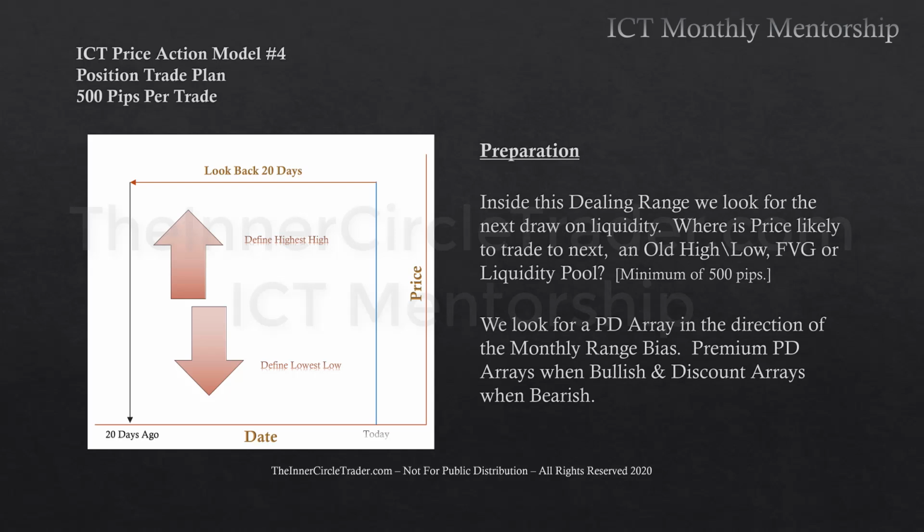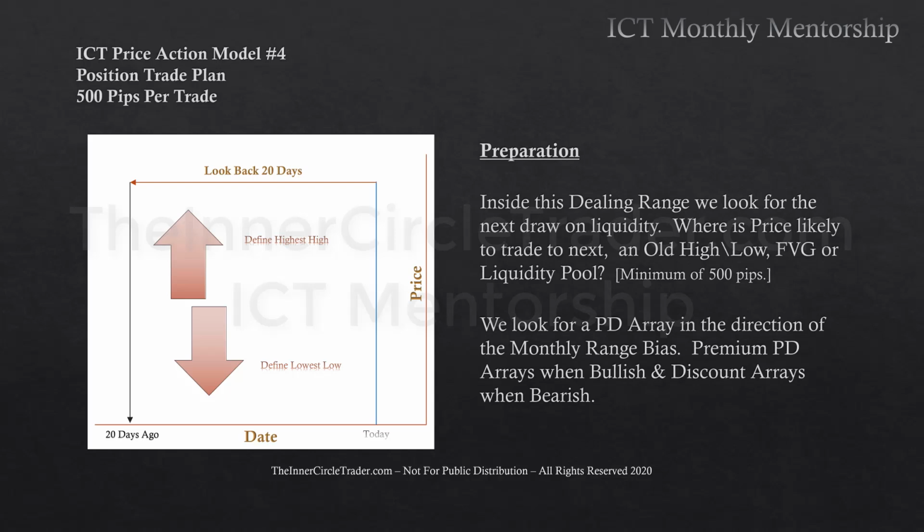Now inside this dealing range, we will look for the next draw on liquidity. Where is price likely to trade to next? An old high, low, fair value gap, or liquidity pool. But the focus is a minimum of 500 pips. So many times you're going to find yourself reaching for that 60-day IPTA data range to get that 500 pips.